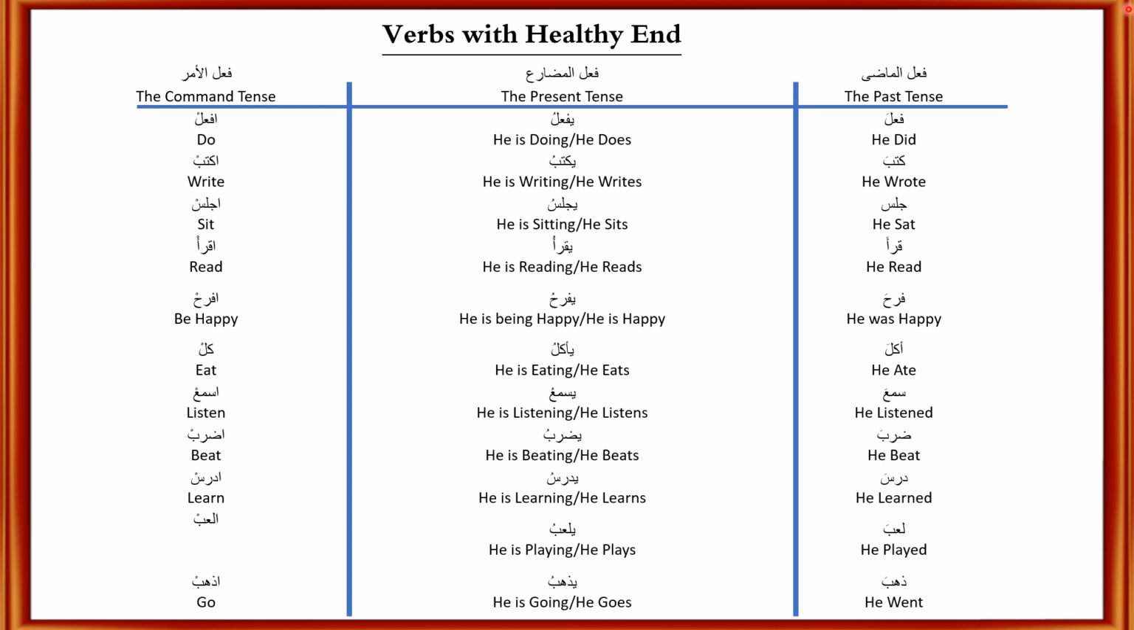The verbs are فعل, he did, يفعل, he is doing or he does, افعل, do; كتب, he wrote, يكتب, he is writing or he writes, اكتب, write; جلس, he sat, يجلس, he is sitting or he sits, اجلس, sit, and so on. You see that all the verbs here don't end with huruf al-illa or awaya. So all of the verbs here have healthy end because of that.